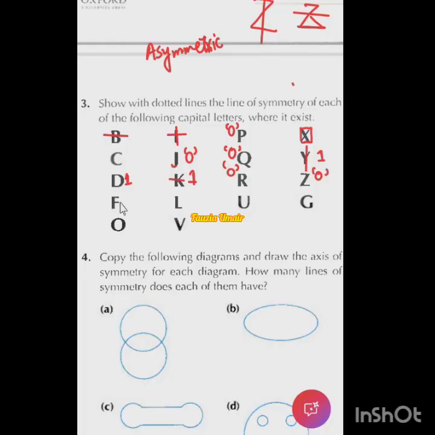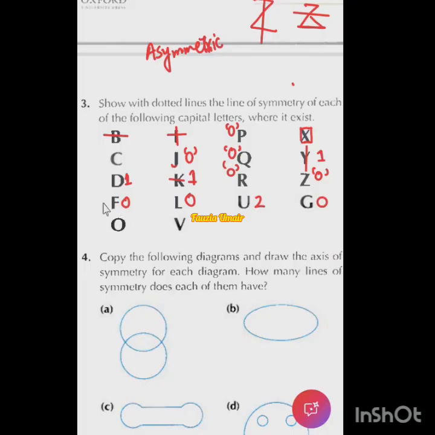What about L? Zero. What about U? Zero. What about G? Two. What about O? Zero. O is like an oval, not a circle.